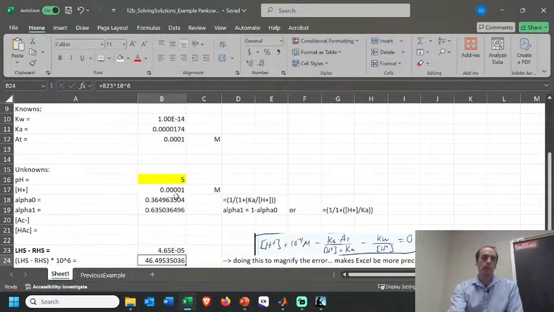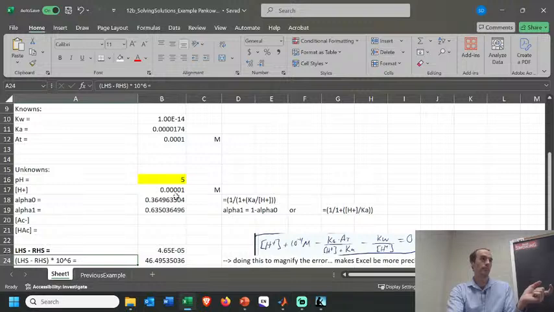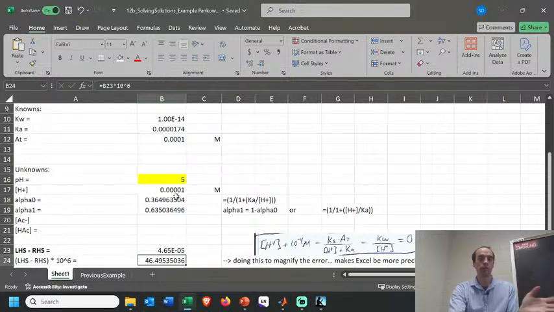Okay. So now we have that number, and in order to force Excel to be even a little more precise, this is the error. This is the piece that we're trying to get close to 0. And to make it artificially further from 0, I'm multiplying it by 1 million, just so that when we get close to 0, it'll be more obvious. So here's me multiplying it by 1 million, and we'll go from there. Hopefully Excel will be able to change pH until this value gets pretty close to 0.